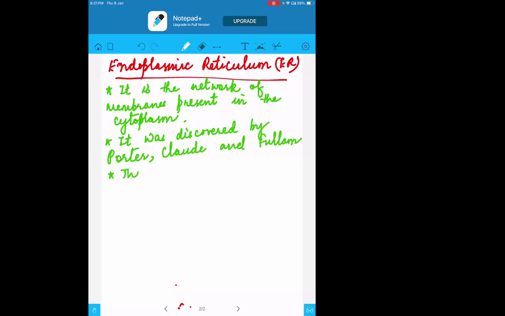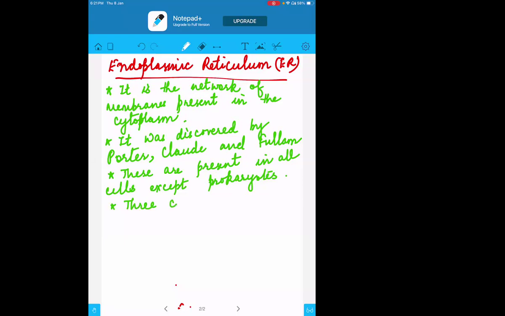These are present in all cells except the prokaryotic cells. These are present in all cells except prokaryotes. So there are three components of the ER.